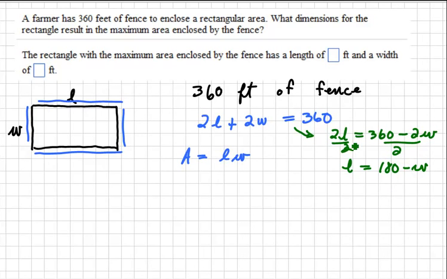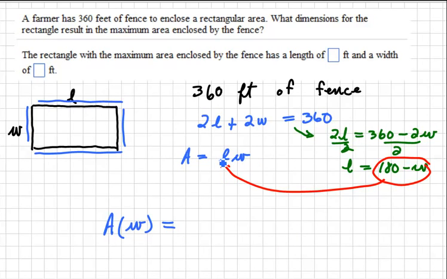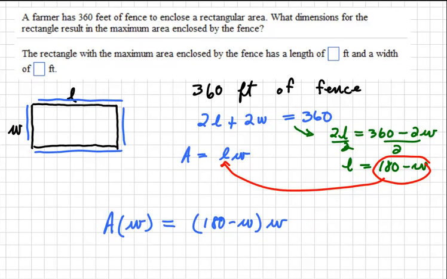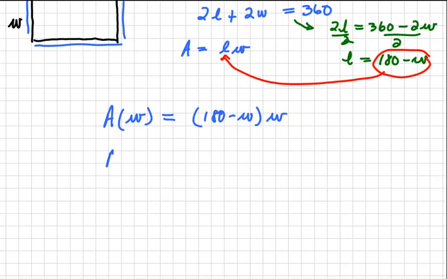Okay, so I'm going to make a substitution for this. Since L equals this, I'm going to replace L with that expression. So now we get to our function. So we're going to say that area is a function of W, right? And it's going to be 180 minus W times W. So our function, no surprise, is a quadratic function. So here's our function. A of W equals 180W minus W squared.